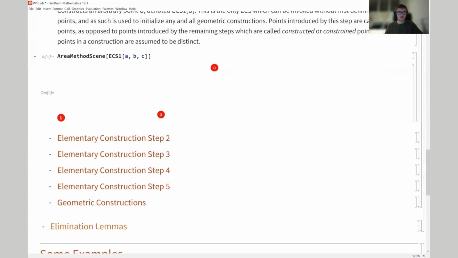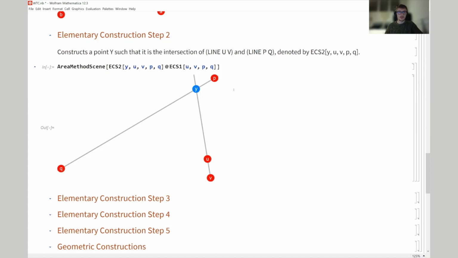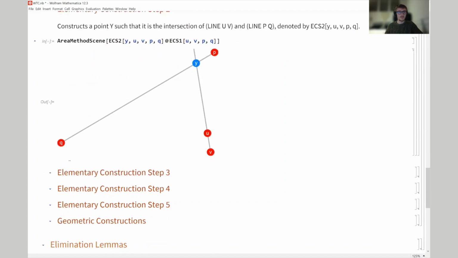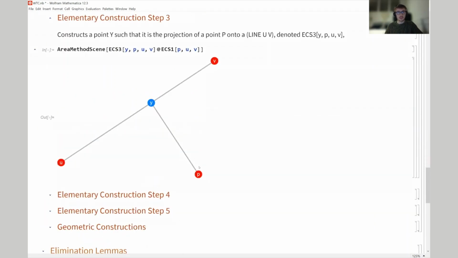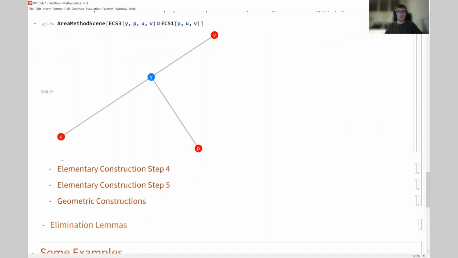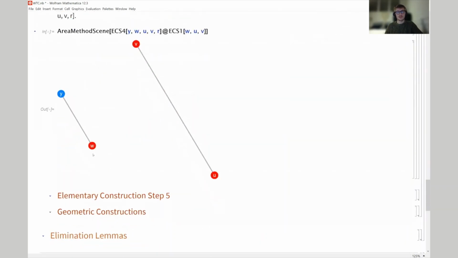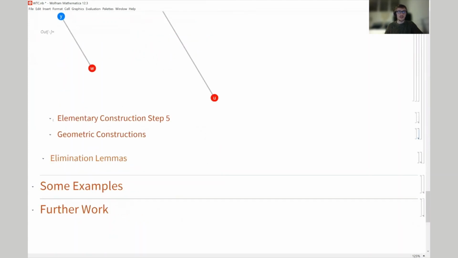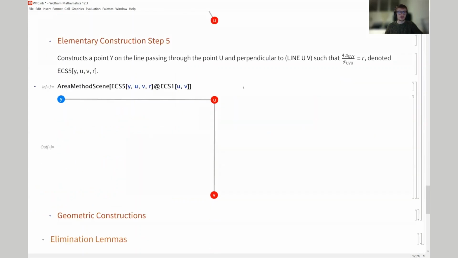The second construction step just defines a point y to be the intersection of a line of two other lines. The third construction step defines a point to be a projection of some point onto a line. The fourth construction step defines a point which is on a line through a point parallel to some other line. And the final construction step is somewhat similar, except we replace parallel with perpendicular.